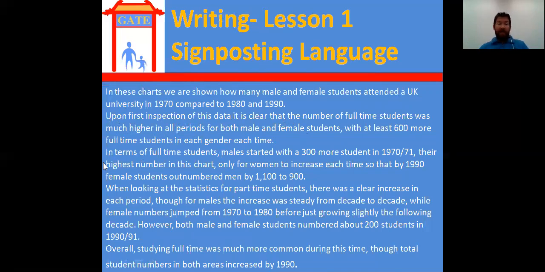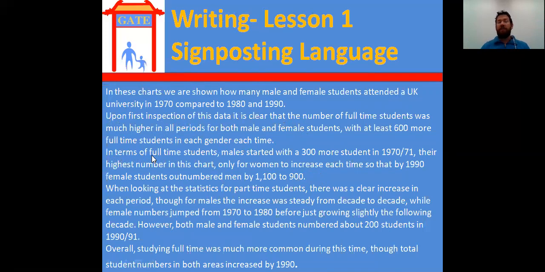Let's go down now to the next paragraph, and same thing. If you need to pause the video to take more time to read it, pause it now and have a think. What is the signposting language here? Okay, hopefully most of you found out there, it is this part here. In terms of full, or in terms of, that's it, in terms of. Okay, that's the signposting language.